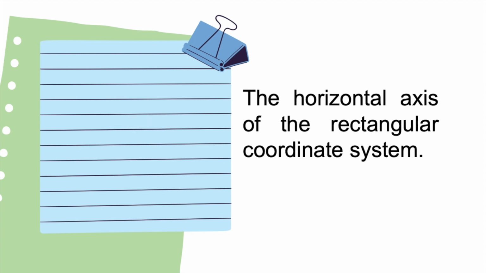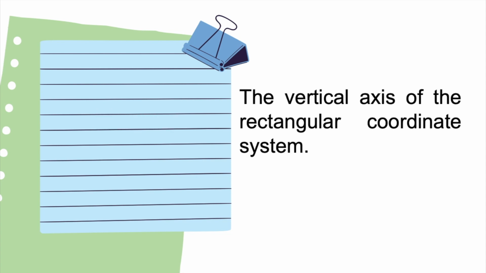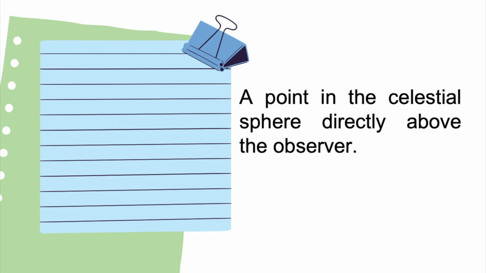The horizontal axis of a rectangular coordinate system. X-axis. The vertical axis of the rectangular coordinate system. Y-axis. A point in the celestial sphere directly above the observer. Zenith.